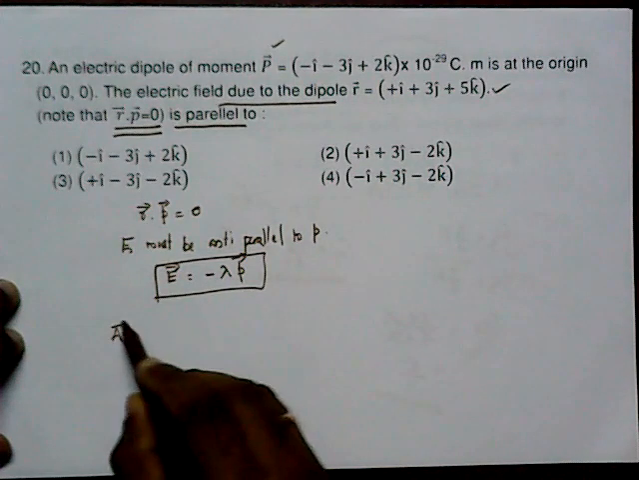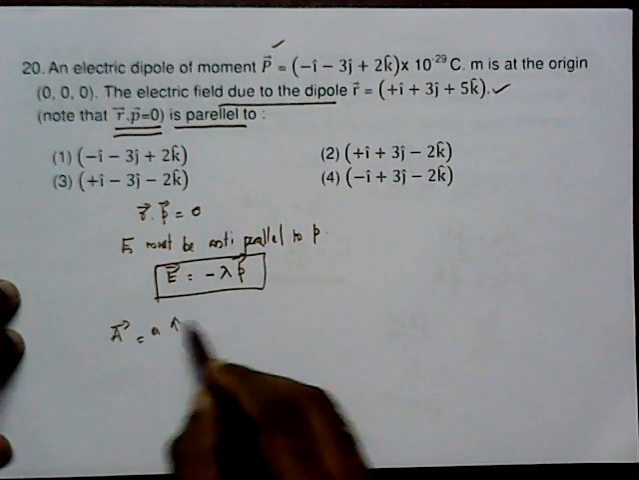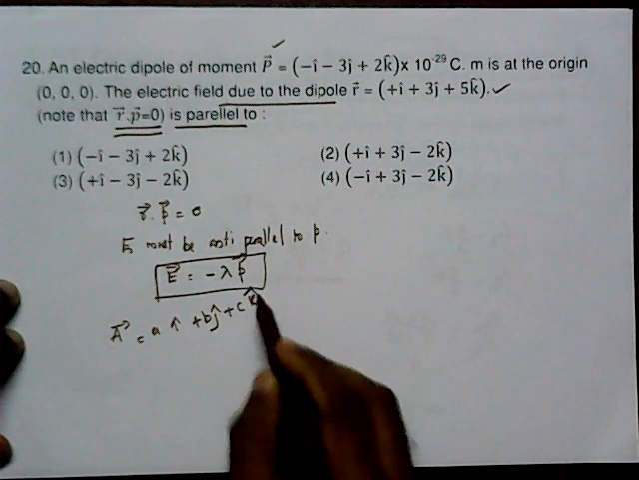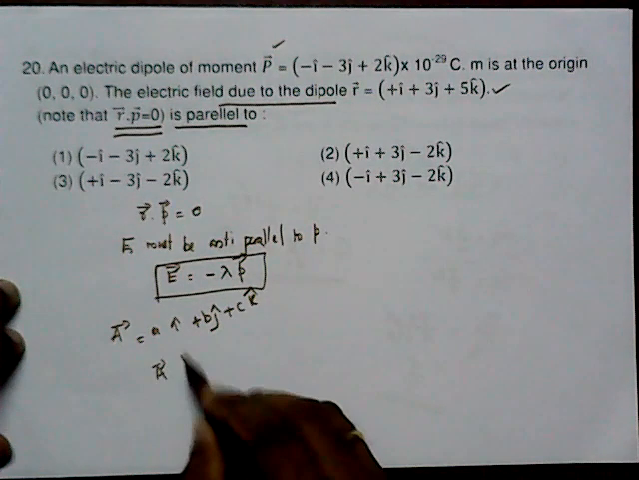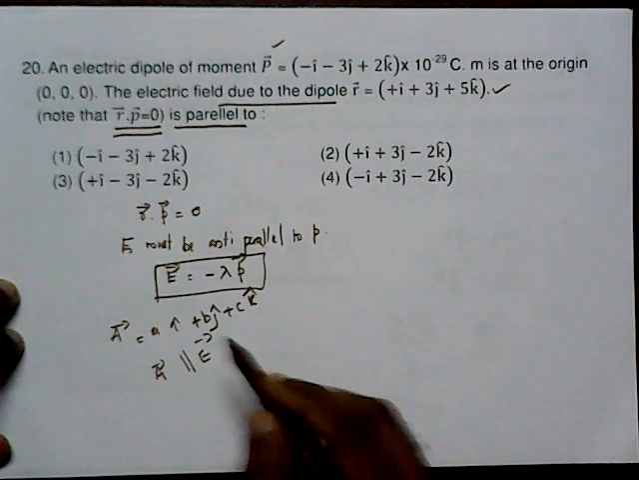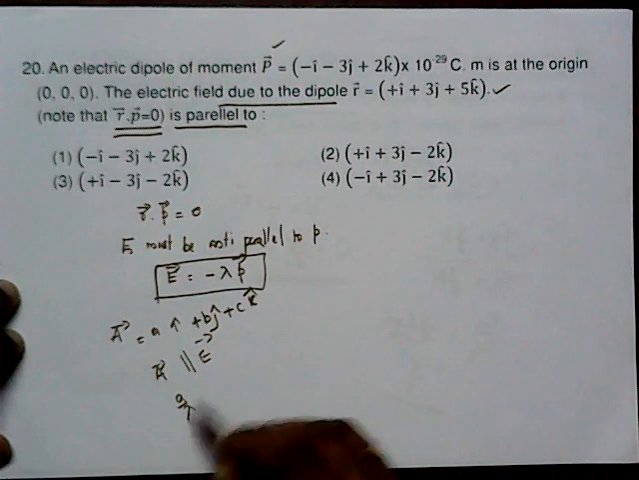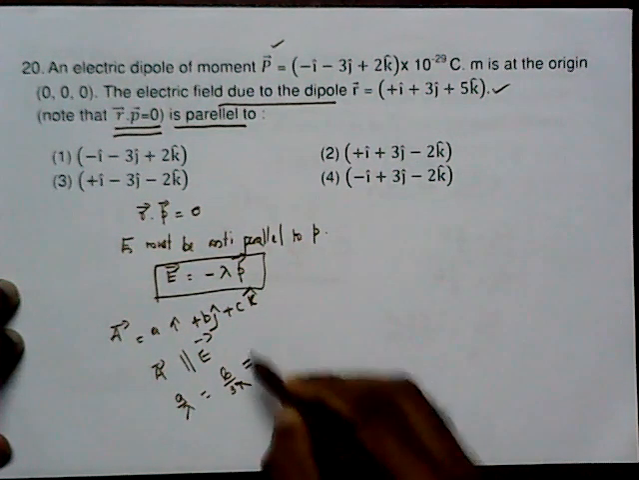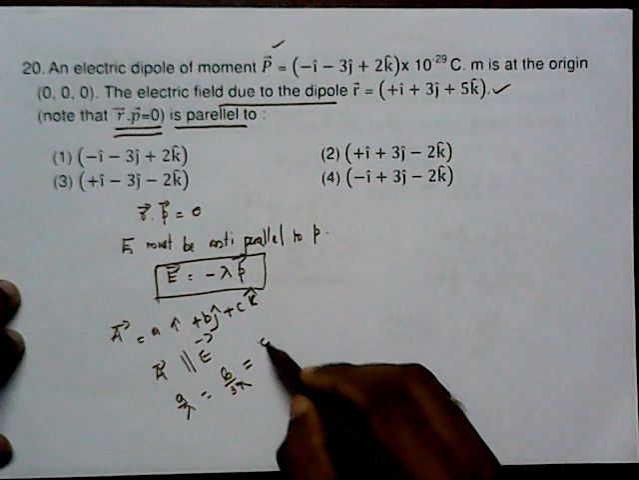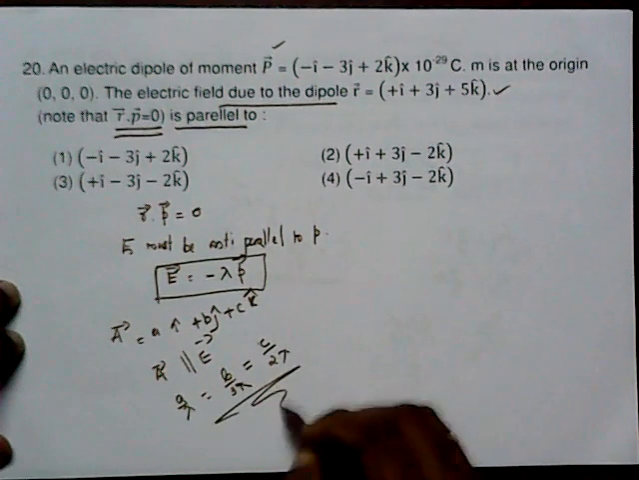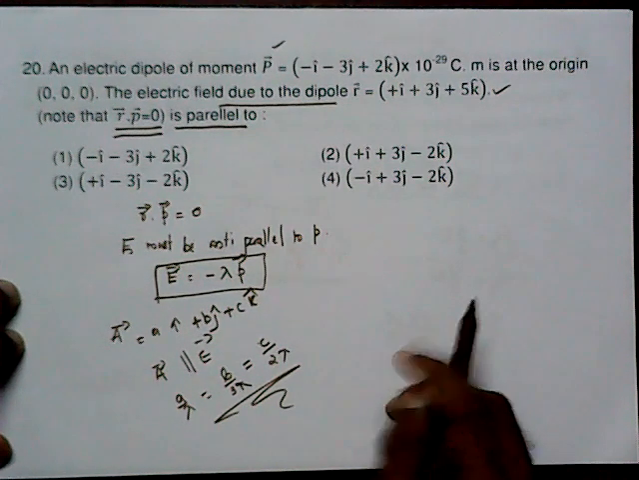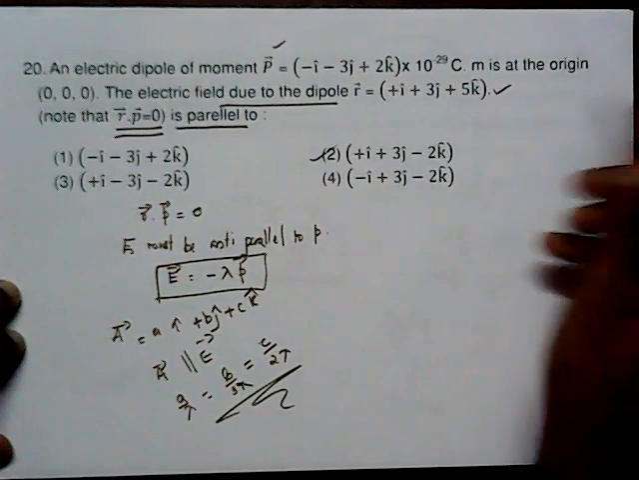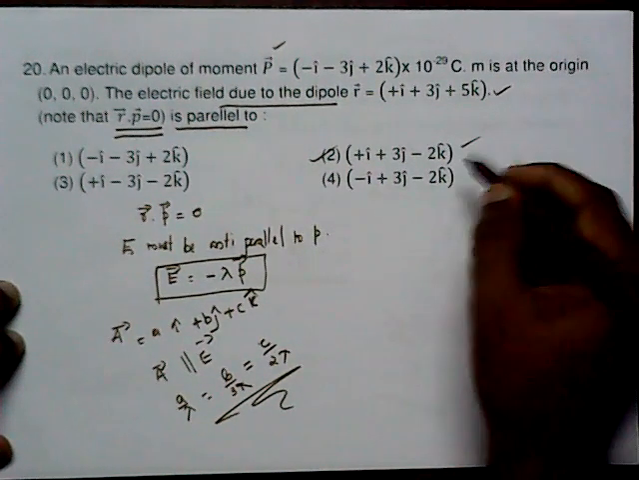So we know the concept. If there is a vector as ai plus bj plus ck, we can say that A is parallel to the vector when a by lambda equals b by 3 lambda equals c by 2 lambda. So that is a concept. So we can just use the minus concept of that P. So you get the answer as 2.